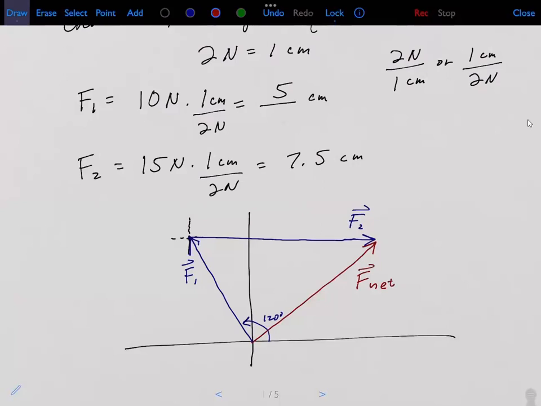Now, how do I figure out the magnitude and direction? Well, we can measure this length in centimeters and convert back to newtons, so I know its magnitude. And then I can measure this angle here with the protractor to get the angle in degrees. Then I have the magnitude and direction of F net. Okay, so let me do that now on graph paper and show you how this works out.